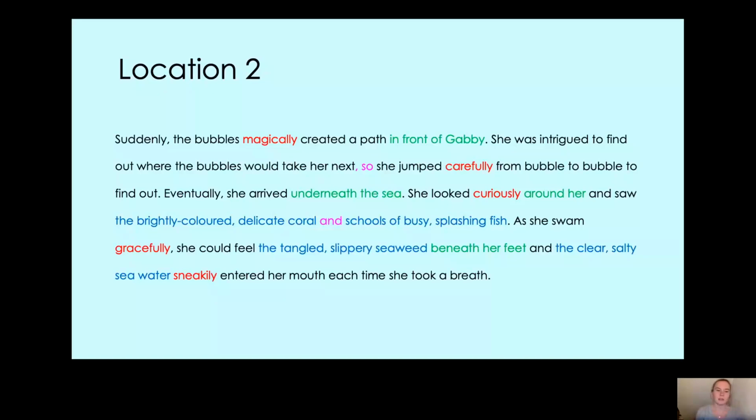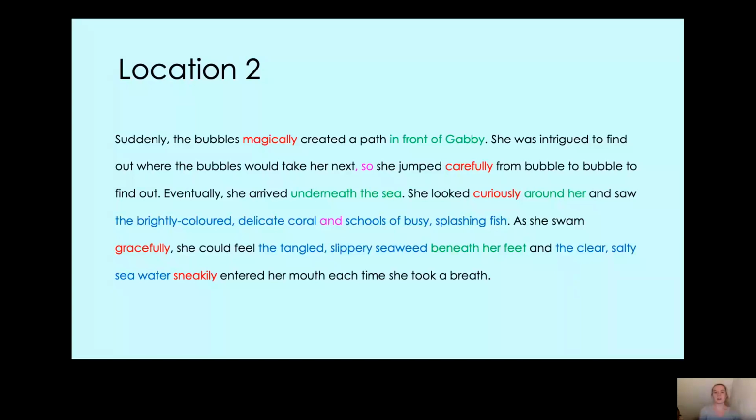So suddenly the bubbles magically created a path in front of Gabby. She was intrigued to find out where the bubbles would take her next, so she jumped carefully from bubble to bubble to find out. Eventually, she arrived underneath the sea. She looked curiously around her and saw the brightly coloured, delicate coral and schools of busy, splashing fish. As she swam gracefully, she could feel the tangled, slippery seaweed beneath her feet, and the clear, salty seawater sneakily entered her mouth each time she took a breath.